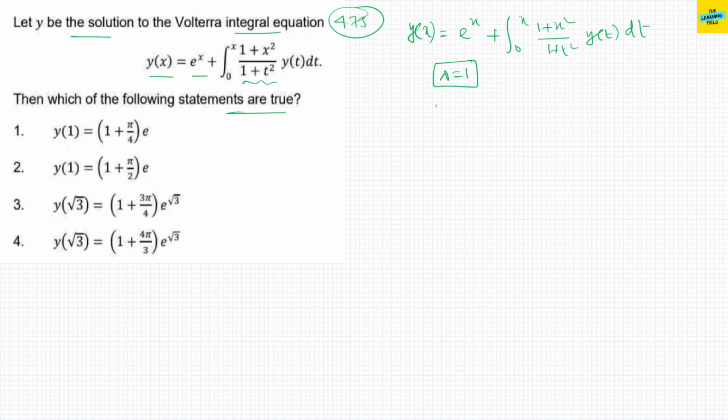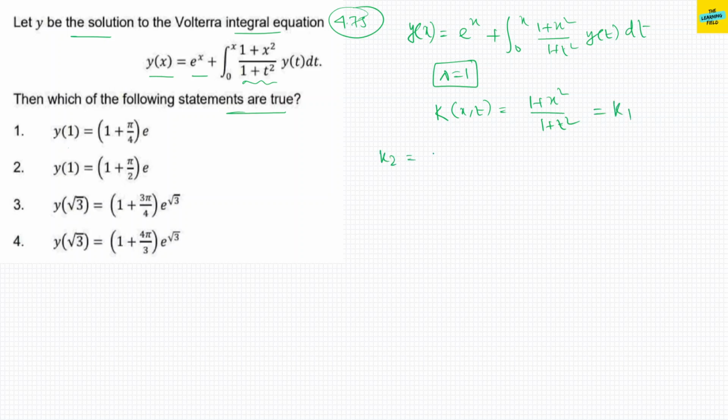Now what is the kernel of this integral equation? K(x,t) equal to (1 plus x square) by (1 plus t square). Okay, K(x,t) y(t) dt, this is the kernel, and we have to find the resolvent kernel in this case to find the solution. So now if this is K1, say, then K2 equal to what?